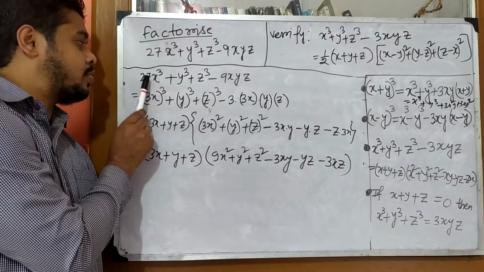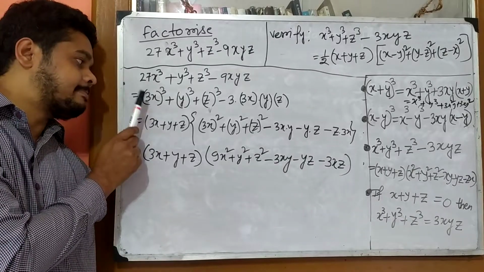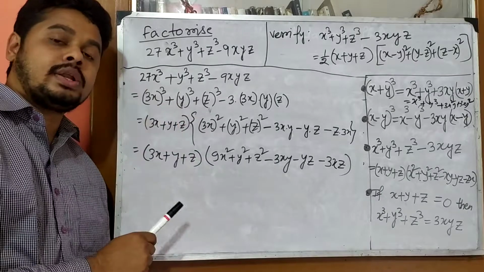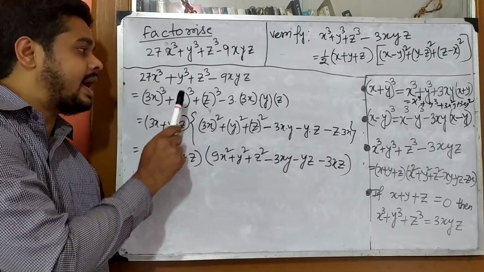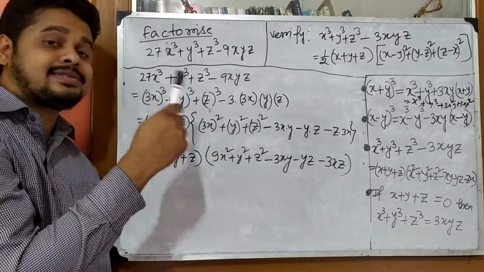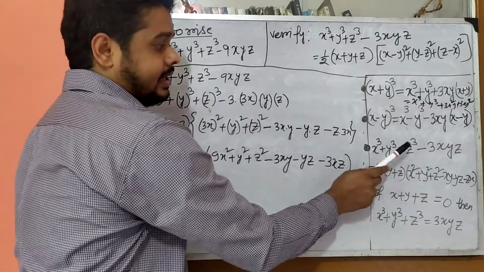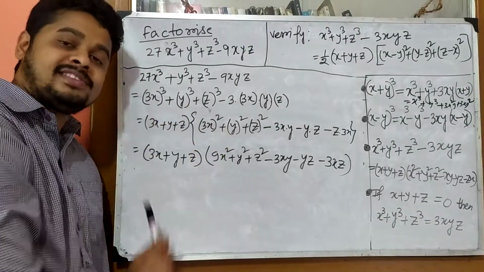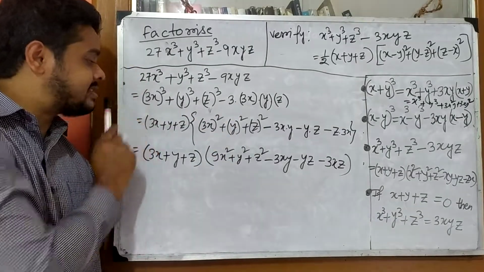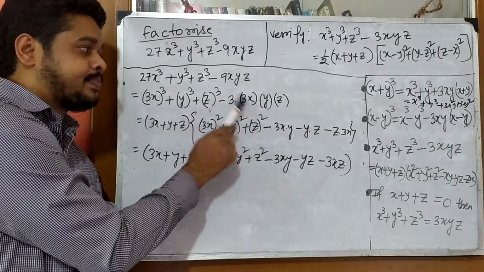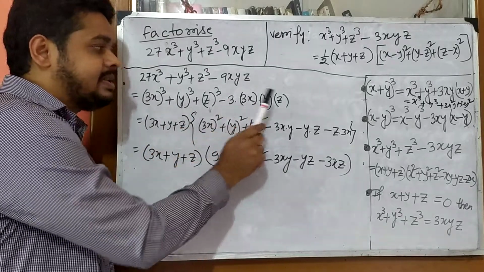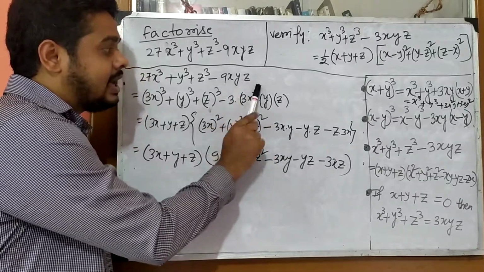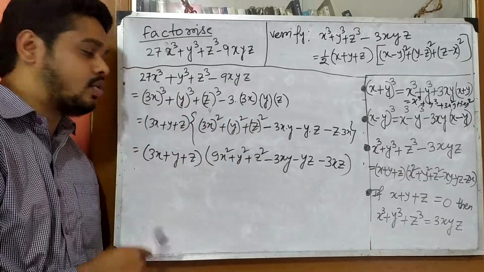Now we can write 27x cube means 3x whole cube plus y cube, and z cube means z whole cube, minus, after that we can write 3xyz. That identity, x cube plus y cube plus z cube minus 3xyz, minus 3 means 3, x means our x, hence x is 3x. Now y means y, z means z. So multiplying we can get 9xyz, that is in the first line. So it is matching, no problem.